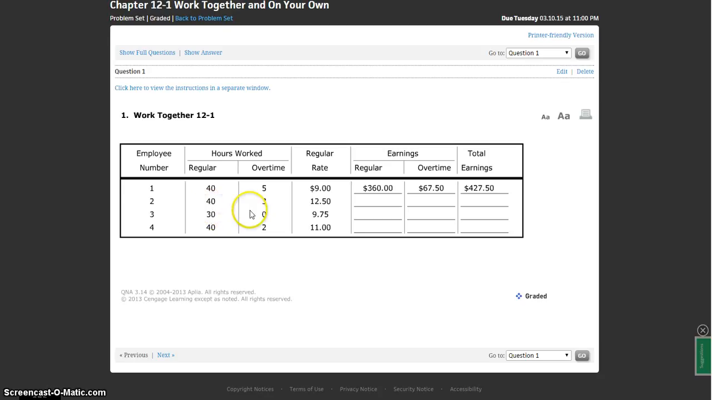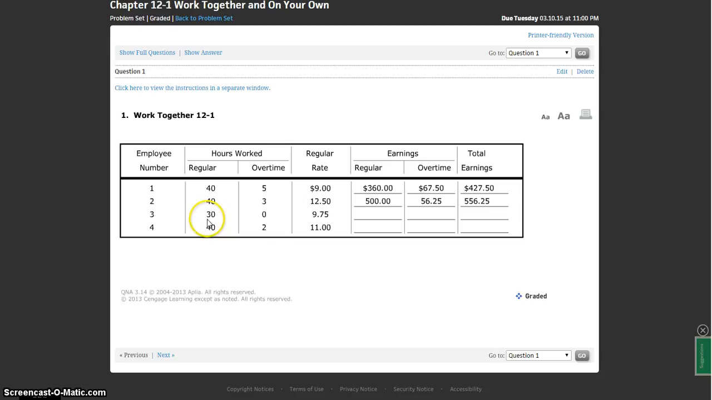So let's look at employee 2. This person worked 40 regular hours and 3 overtime and makes $12.50 per hour. So to figure out regular earnings, 40 times $12.50, and when you calculate that out, you get 500. Then we have to figure out the overtime rate of pay, so we take $12.50, multiply it by 1.5, we get $18.75. So we take the overtime hours, multiply by $18.75, and we come up with $56.25. And then we add those two numbers together to get their total earnings, so that's $556.25.